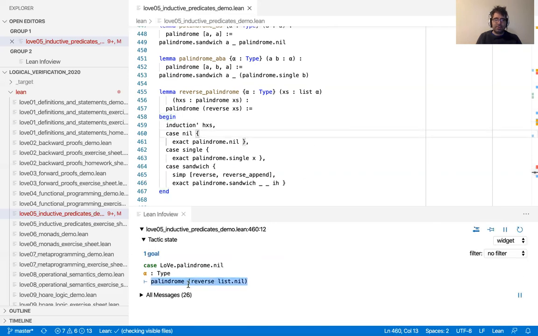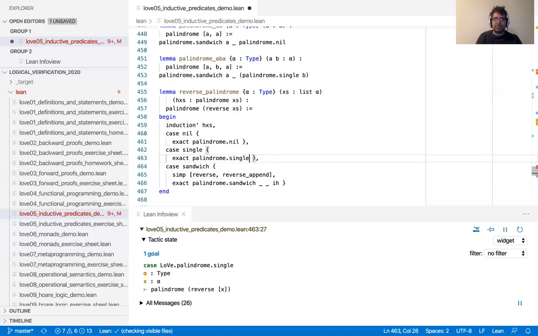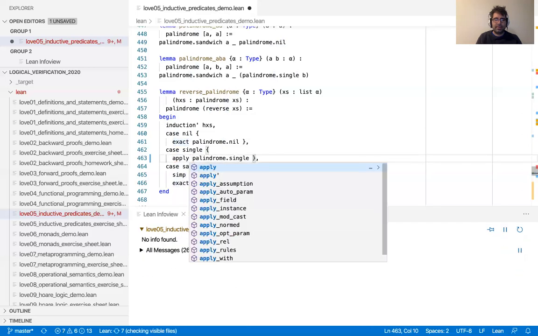In the nil case, we just have to prove that the reverse of nil is a palindrome, all right? Well, reverse of nil by computation is the same as nil, so we can just apply the rule and it will apply up to computation. So we don't even need to simplify or anything. You can if you want, but these steps are not necessary. For single, the reverse of a singleton will be a singleton, so we can do the exact same thing. I wrote it with exact, I could have written it with apply as well, I think. Yeah, there you go.